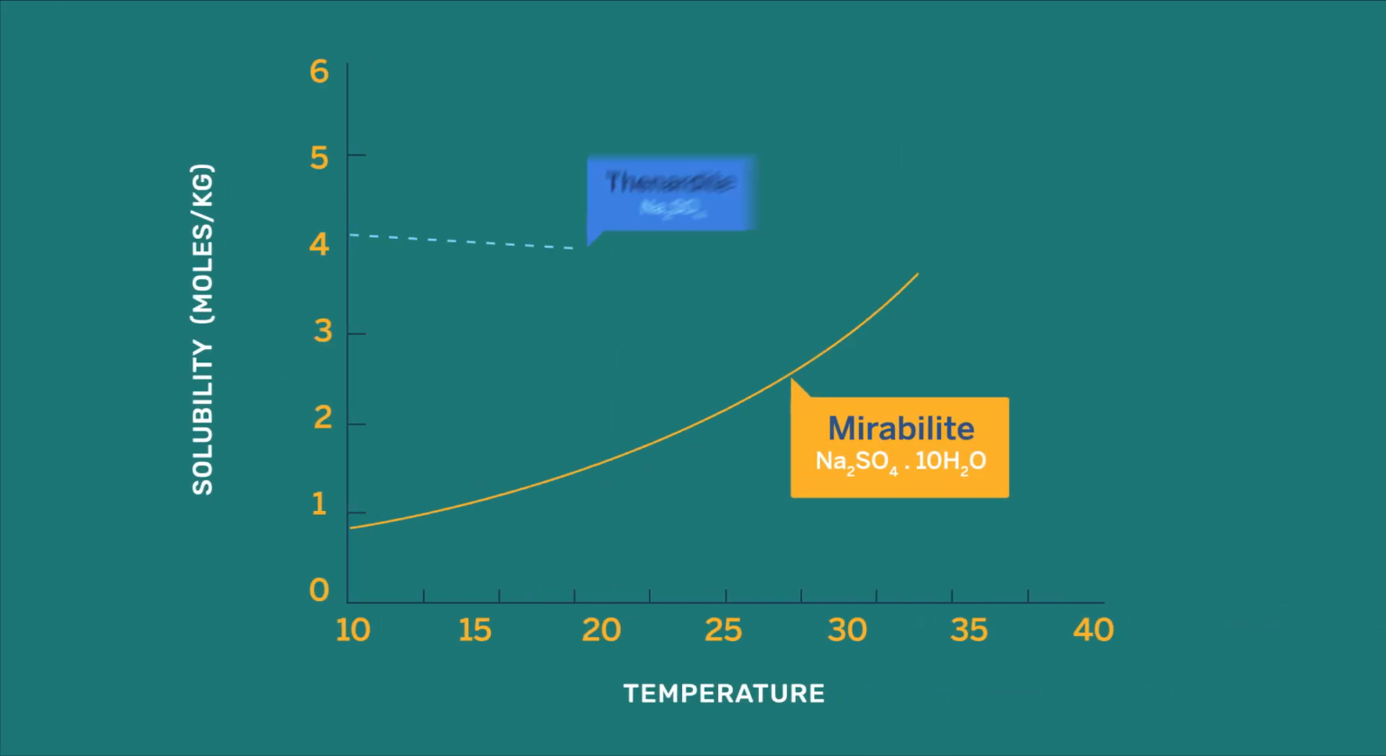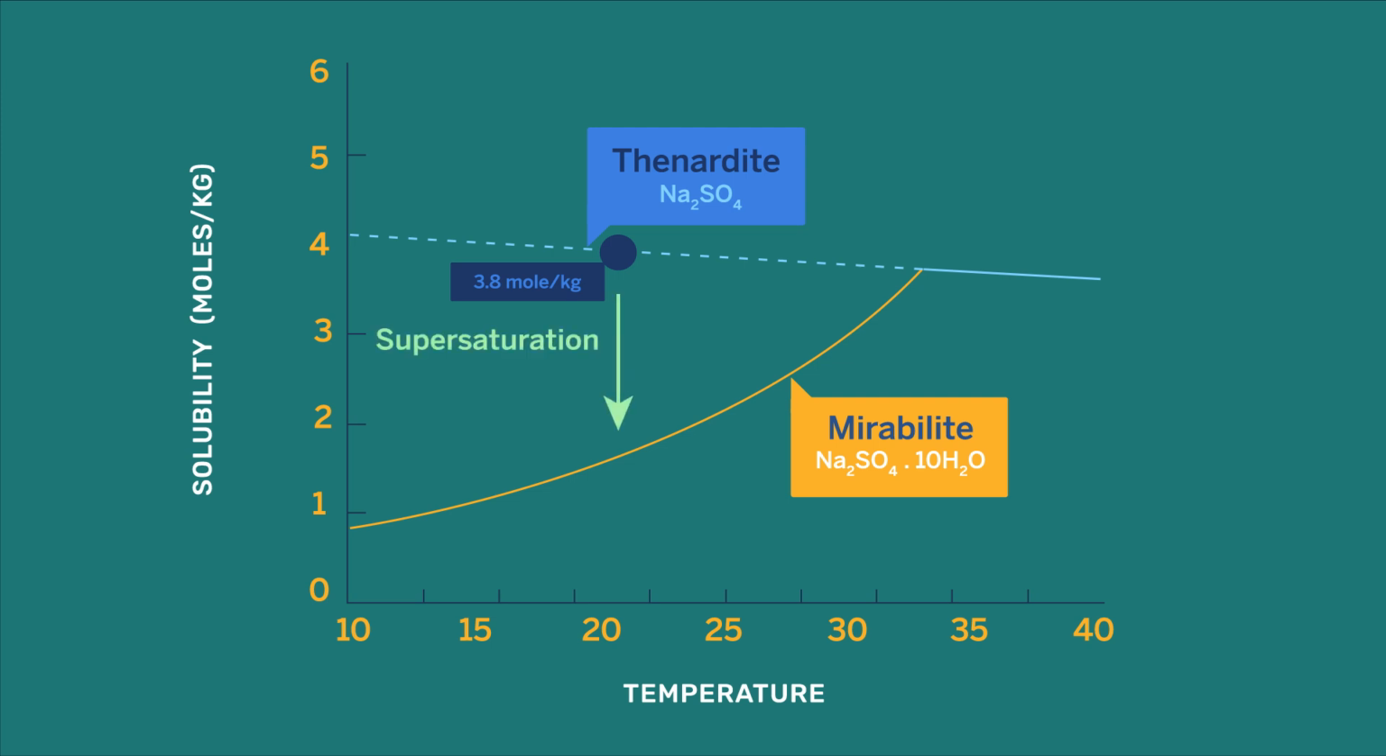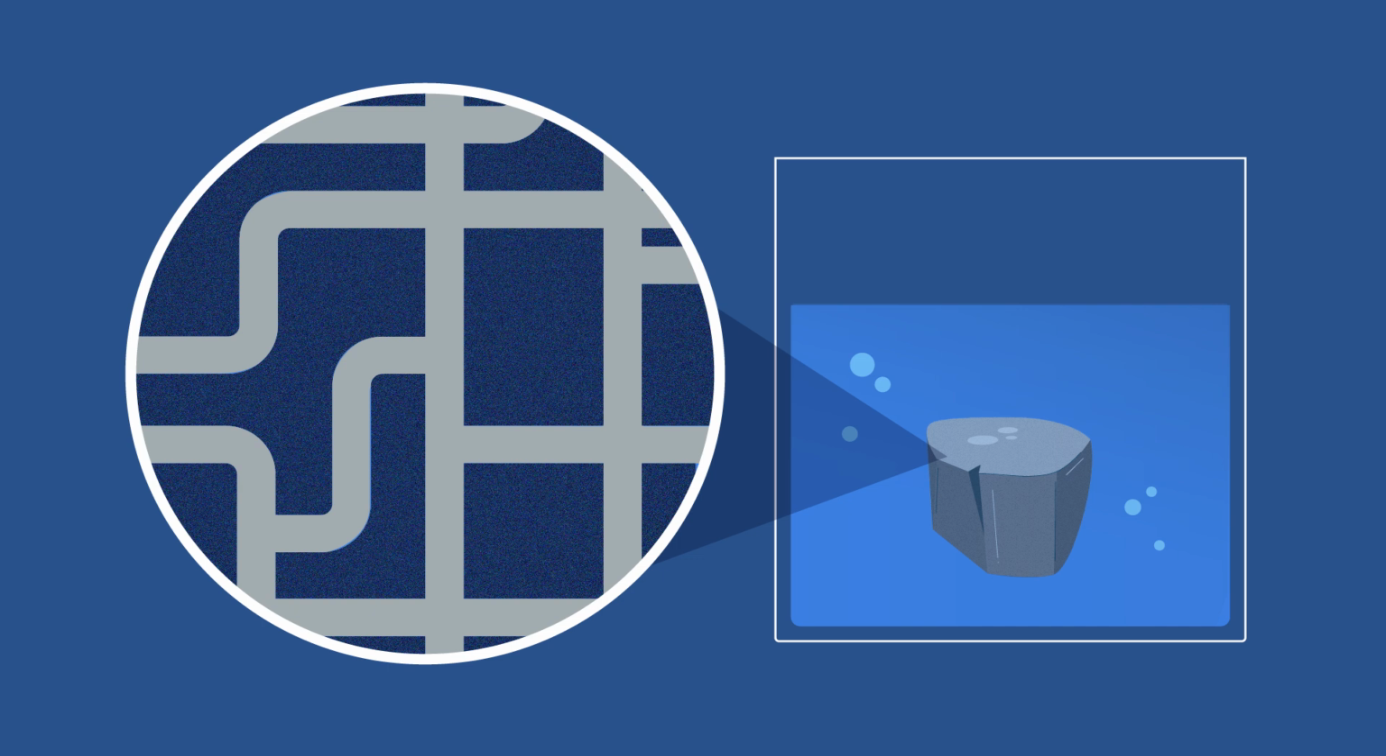The solubility diagram shows, for example, that when thenardite reaches the dashed line at 22 degrees Celsius, it dissolves to produce a solution with a concentration of about 3.8 moles per kilo of water, so it is highly supersaturated with respect to the equilibrium phase mirabilite, of which the solubility at that temperature is only about 1.5 moles per kilo of water. In accelerated tests, the solution invades the pores by capillarity during the wetting phase.